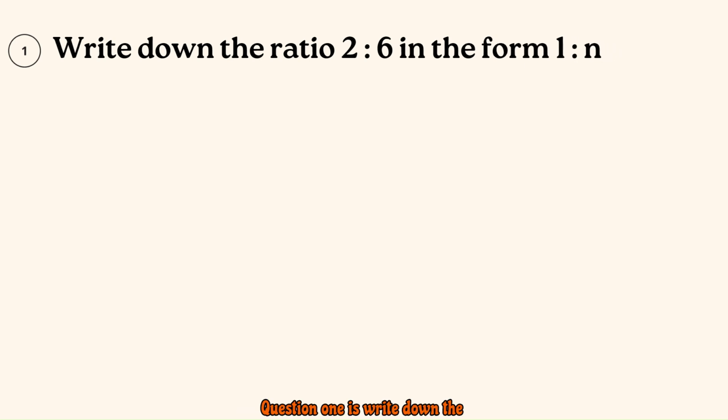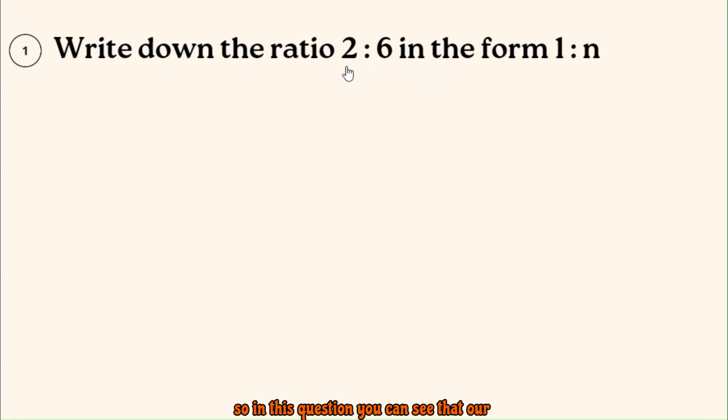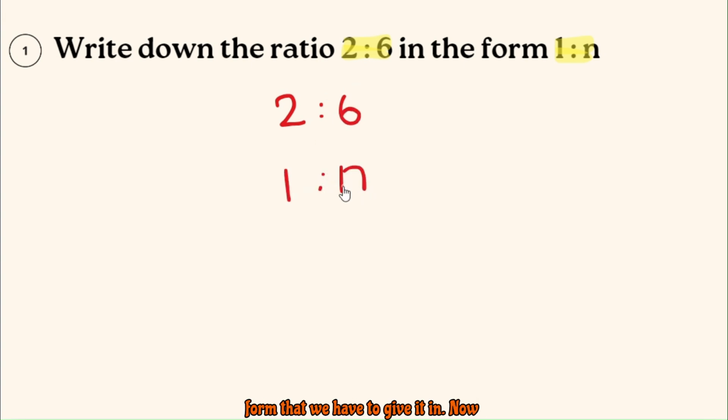Question 1 is write down the ratio 2:6 in the form 1:n. So in this question you can see that our ratio is 2 to 6 and we have to give our answer in the form of 1 to n. So to do that, we are going to first write our ratio out, and below that we are going to write the form that we have to give it in.